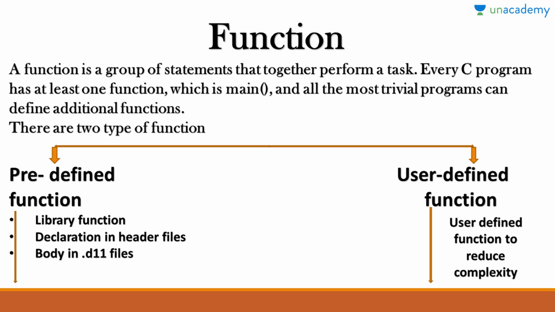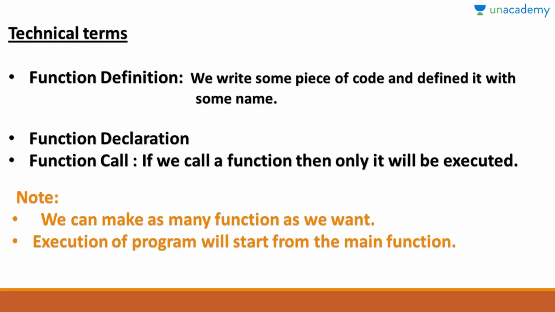Every C program has at least one function, which is main, and even the most trivial program can define additional functions. There are two types of functions: predefined functions and user-defined functions. Predefined functions are library functions like printf, scanf, clrscr. User-defined functions are the functions defined by us to reduce the complexity.